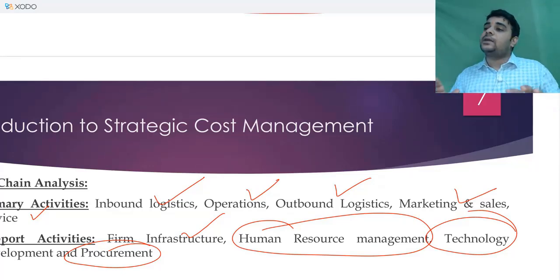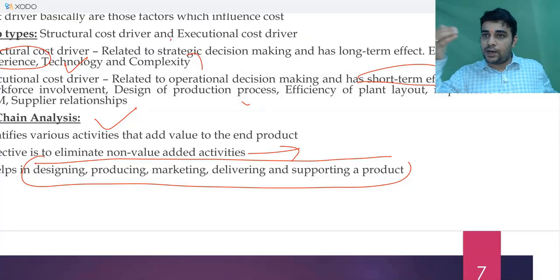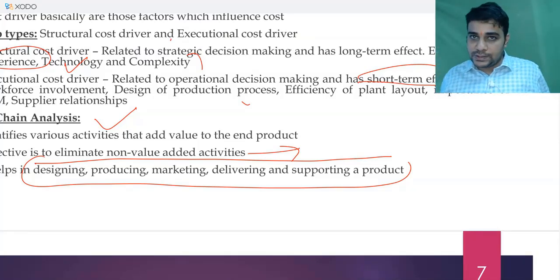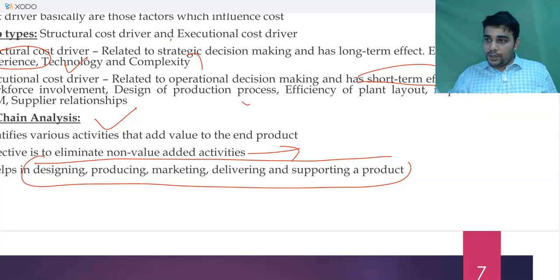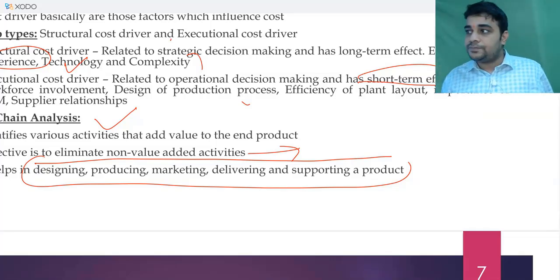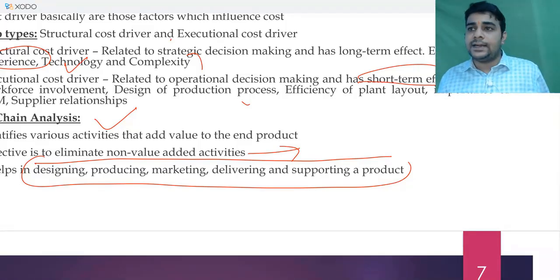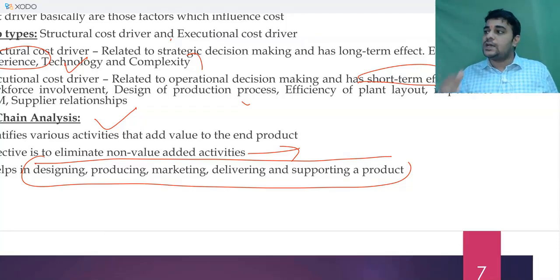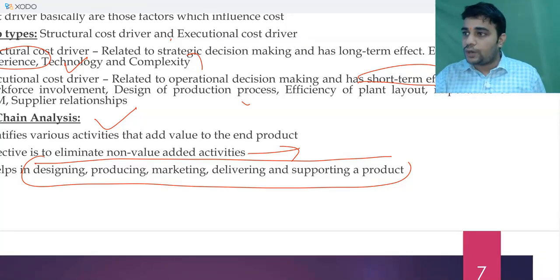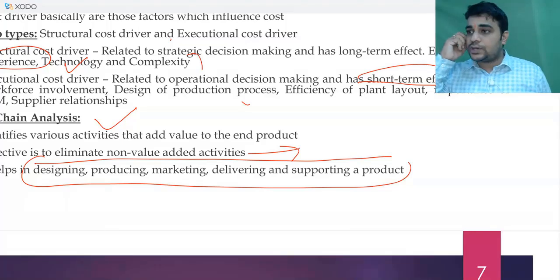So the primary activities are 5 things. What are those 5 things? Material coming inside the company, inbound logistics. Material converted into product, operations. Material going out, outbound logistics. Customer getting to know about the product, marketing and sales. Service, which is after the product is sold, your customers still have some requirements.